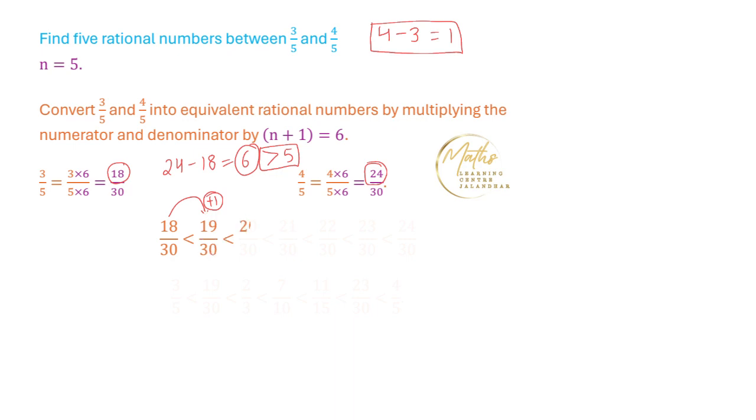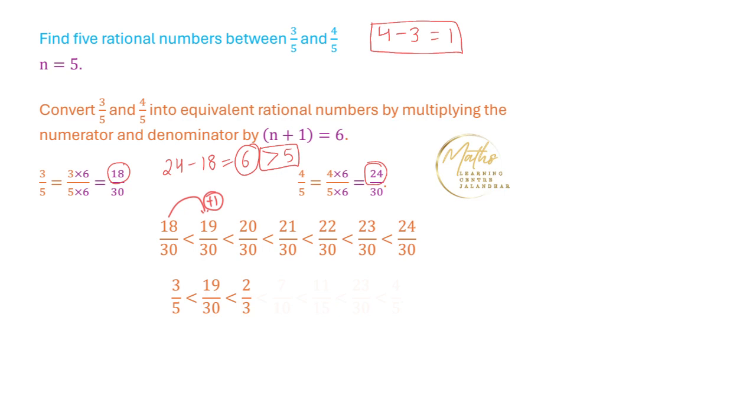Again we add 1 to the numerator of this number, it is 20 by 30. Then 21 by 30, 22 by 30, next is 23 by 30, next is 24 by 30. Now if we simplify these values, 18 by 30 we already know from this term, we have converted it into an equivalent rational number. We can write 18 by 30 in the form 3 by 5. 19 by 30 is already the simplest form. Then 20 by 30 we can write as 2 by 3.